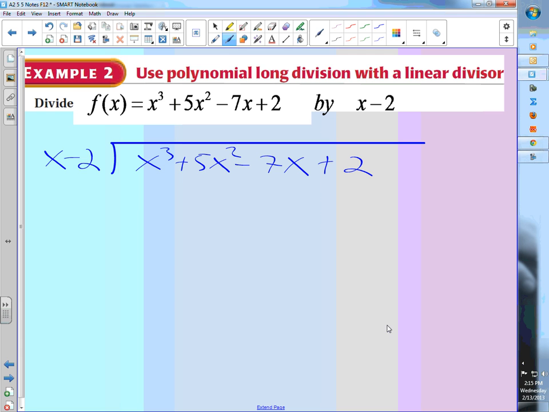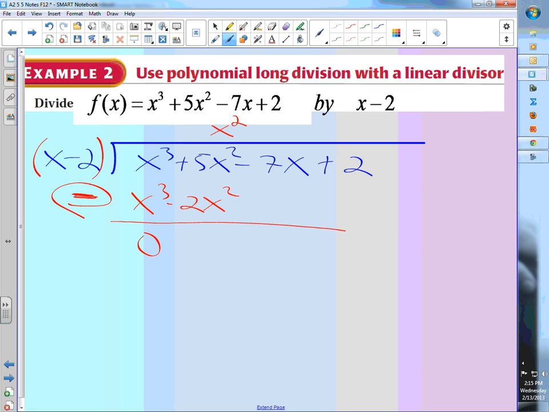X goes into x to the third, x squared times. We multiply what's here times this binomial, and you get x cubed minus 2x squared. In long division, we draw a line, and because Mr. Locker is an idiot, he has to put a little subtraction reminder. X cubed minus x cubed, gone. 5x squared minus negative 2x squared would be plus 7x squared. And then I always bring everybody else down.